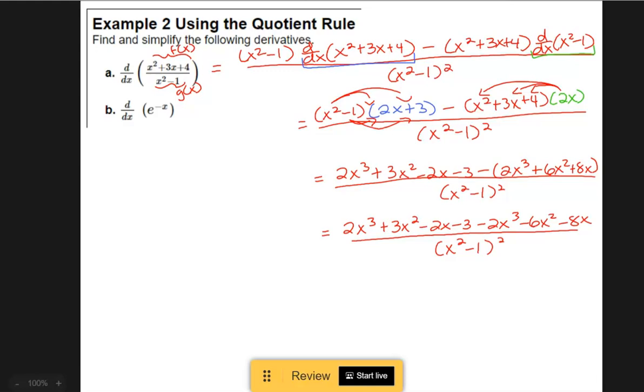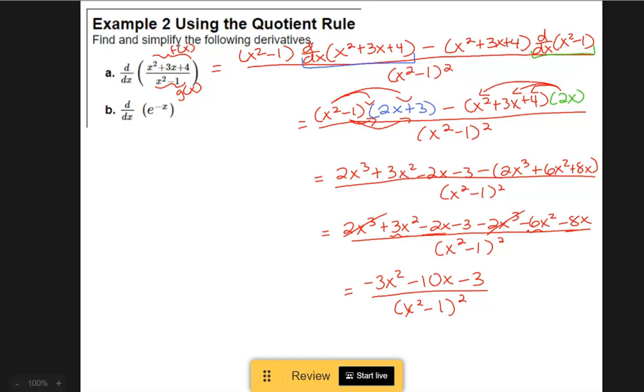So it just happened that these cancel. That's not necessarily always going to happen or anything. 3x squared minus 6x squared would be negative 3x squared. And then negative 2x minus 8x would be negative 10x. And then just minus 3. Okay? All over x squared minus 1 squared.